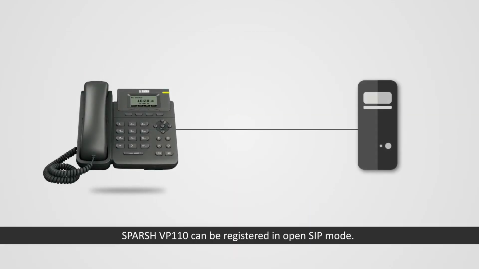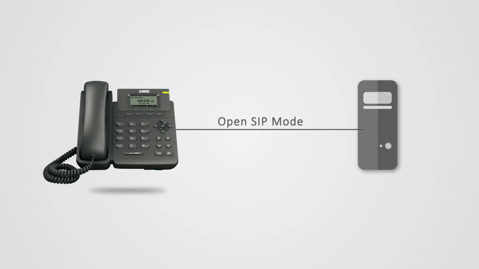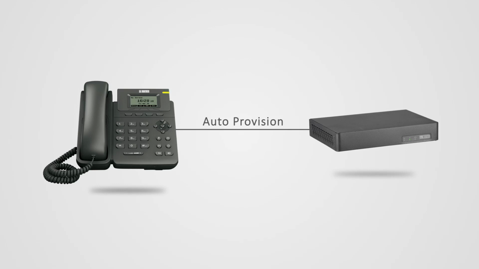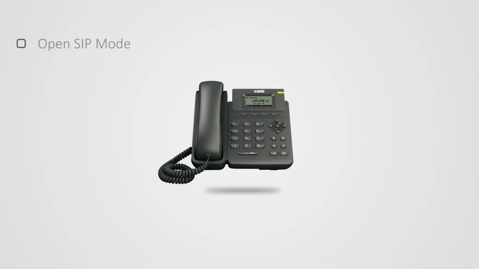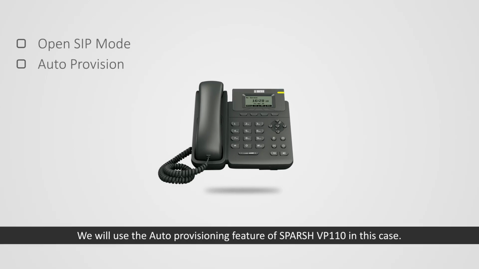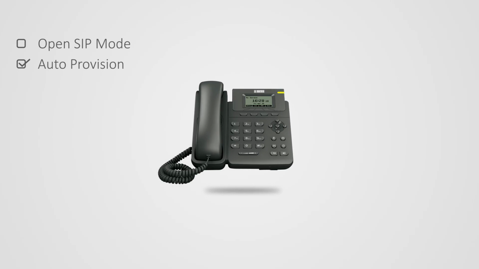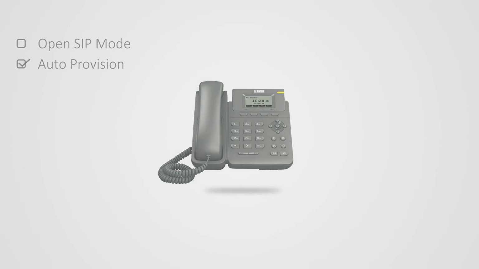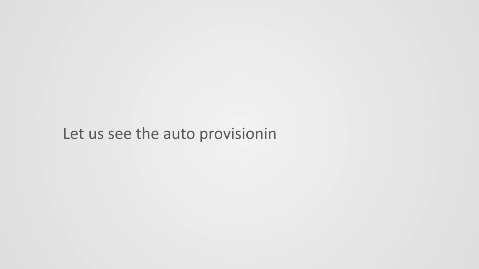SPARSH VP110 can be registered in OpenSIP mode. We can auto-provision SPARSH VP110 with PRASAR UCS as well. We will use the auto-provisioning feature of SPARSH VP110 in this case. This can be done from phone's GUI or phone interface. We will see both the methods. Let us see the auto-provisioning from phone's GUI.